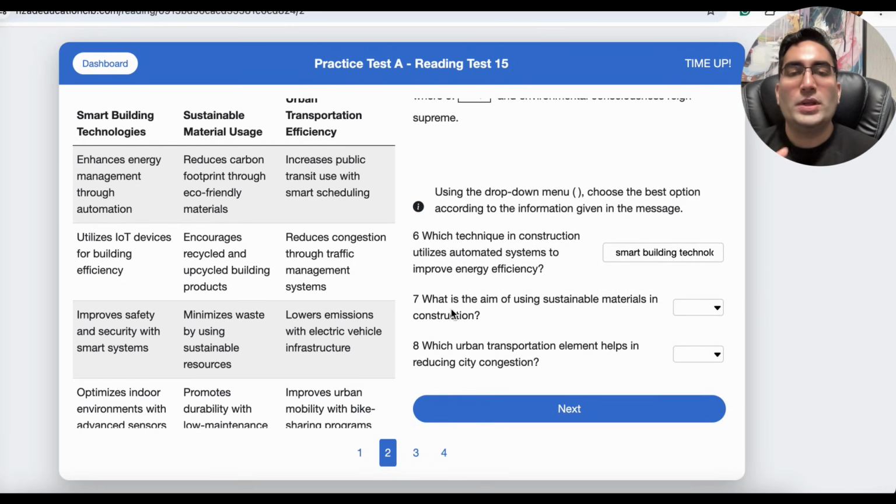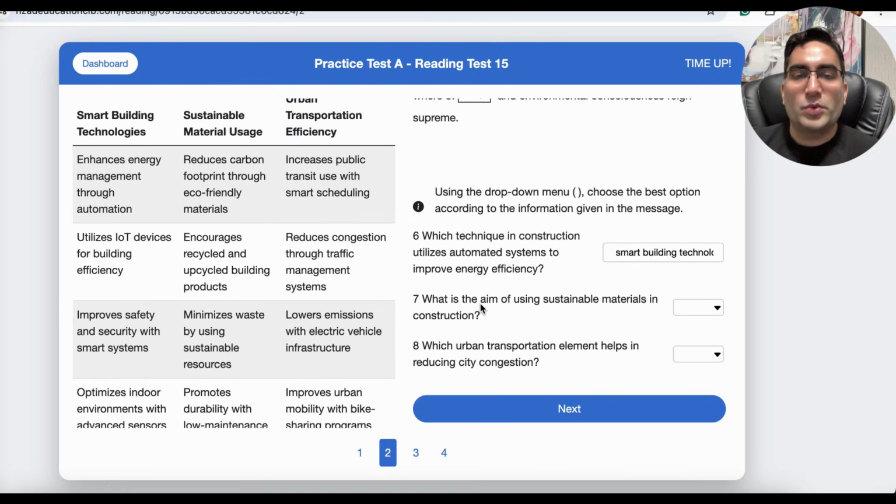Question number 7, what is the aim of using sustainable materials in construction? Once again, the same problem happens here. I know easily that this is column number 2, but when I open this up, there's going to be the same confusion, 2 close answers. So let's have a look at how we can again deal with something like that. I know we're talking about sustainable materials. Obviously, we're talking about column number 2.